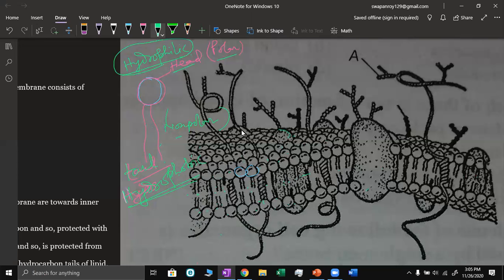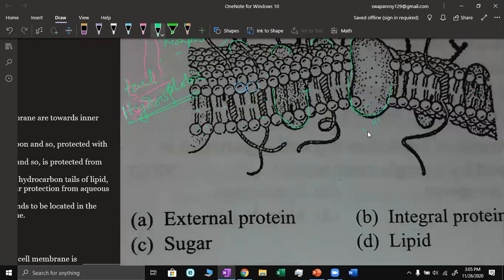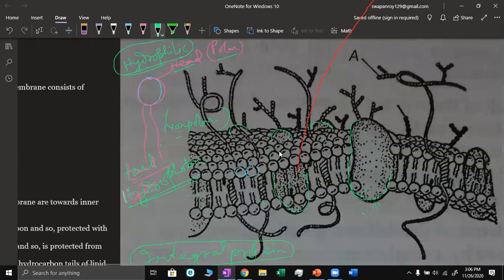See, this is a protein molecule, this is a protein molecule, this one is protein, this one is protein, showing that this protein may be totally embedded and extending from one surface to the other surface. This one also you can see is protein. So there are two types of protein. One is called integral protein. Integral proteins are embedded partially or fully. Some proteins are present only on the surface of the plasma membrane.